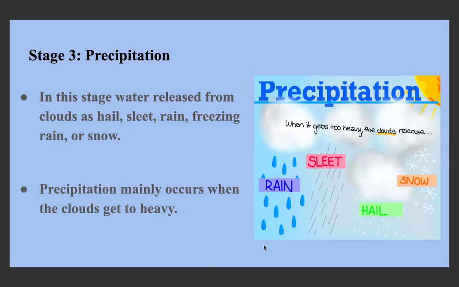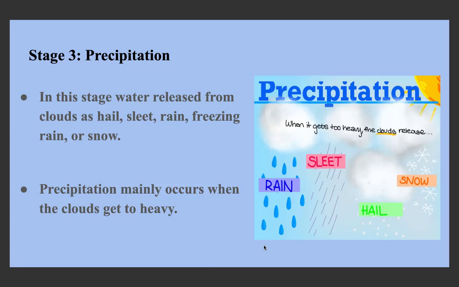Precipitation mainly occurs when clouds get too heavy. A quick definition of precipitation is when water droplets become heavy and fall back down to Earth. This can happen in various forms, such as, like I mentioned, rain, snow, sleet, or hail, depending on the temperature and atmospheric conditions. When the droplets combine and grow larger, gravity pulls them down.